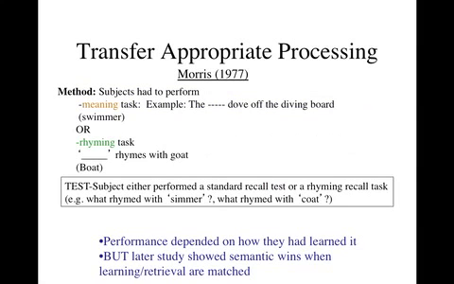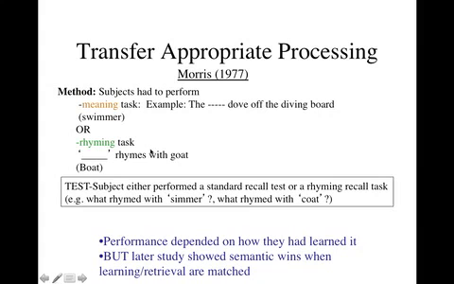And what Morris found was this idea of transfer appropriate processing, that the quality of memory isn't only dependent on whether you encoded something deeply or not. It can depend on whether the retrieval cue matches the way in which you learned it. So what Morris did, very similar to Craik and Tulving, was have people learn word lists either where they had to process the meaning of the word, or they had to do some sort of rhyming test. Does it rhyme with goat? Or does the blank dove off the diving board? And then you had to decide whether that fits.